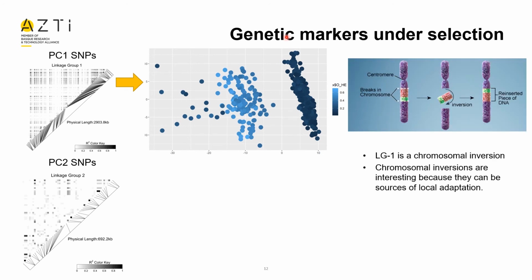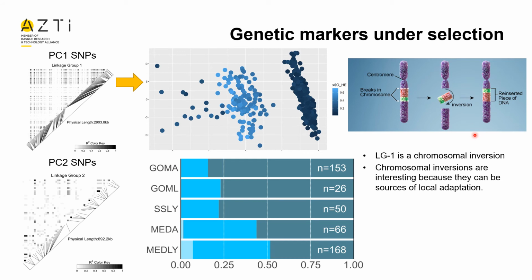Chromosomal inversions are mutations in which a chromosomal fragment is inverted, as we see here. Those individuals on the left of the plot could carry two copies of the inverted version. These ones could carry one copy of the inverted version and the regular version, and these ones here would carry two copies of the regular version. If we analyze the proportion of individuals carrying this inverted haplotype, we observe that it is more common in the Mediterranean Sea than in the Atlantic populations here.